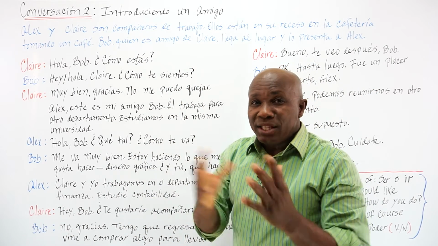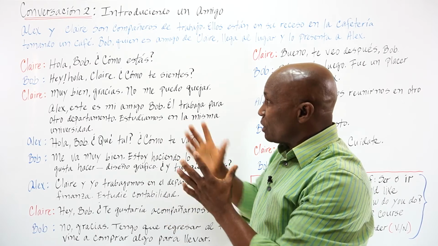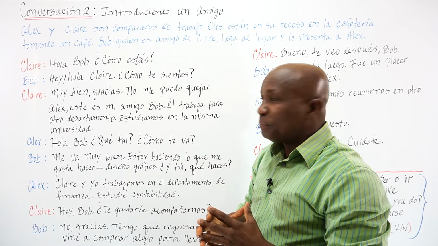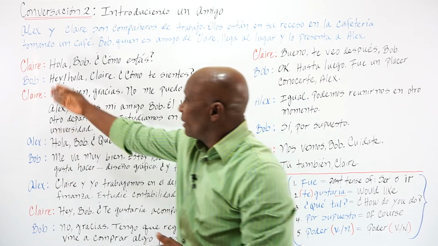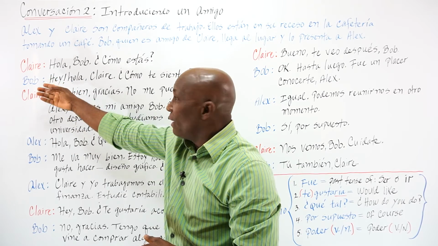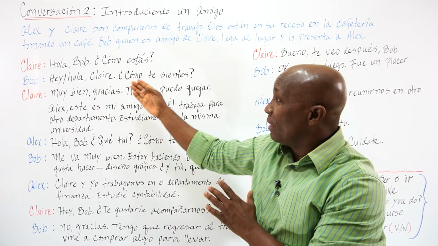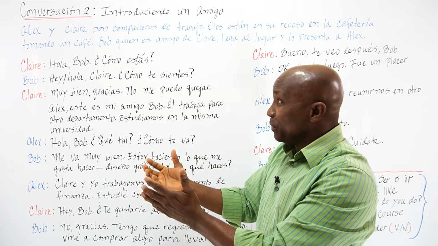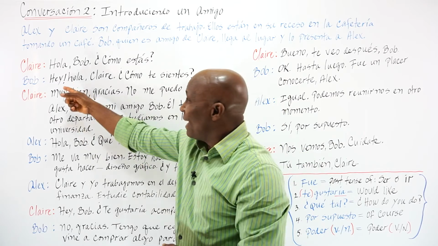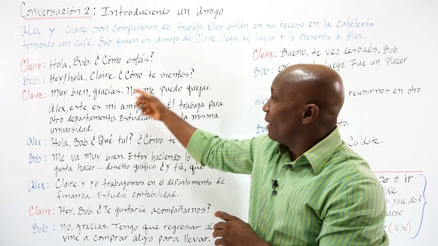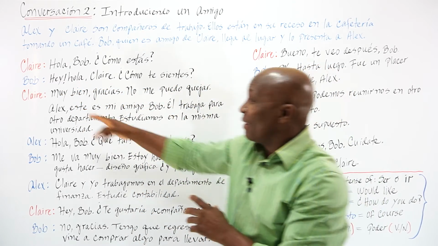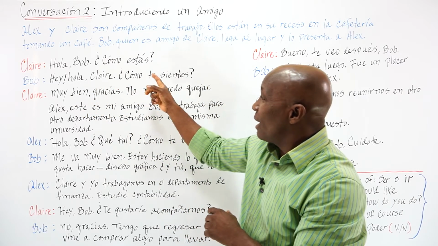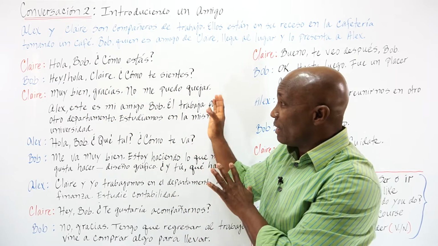Now, listen to the conversation. I'm going to read it slowly and clearly. Okay, here we go. Claire, right? Hola, Bob. ¿Cómo estás? So, hello, Bob. How are you? Right? Hey, hola, Claire. ¿Cómo te sientes? Hey, hello, Claire. How do you feel? ¿Cómo te sientes?